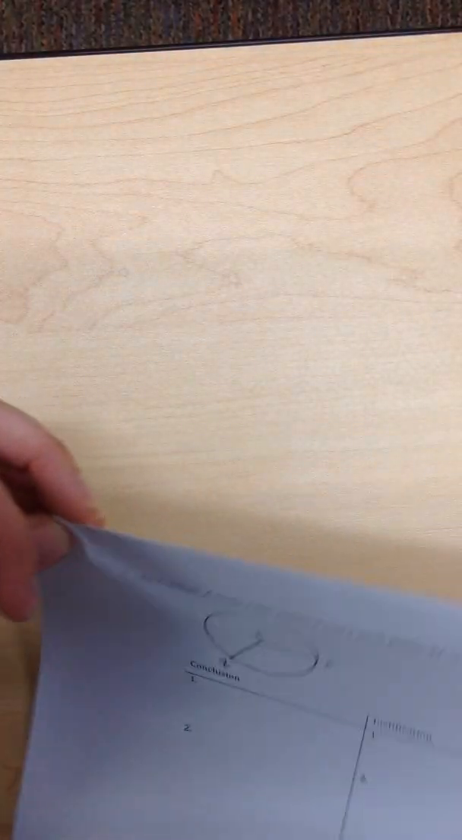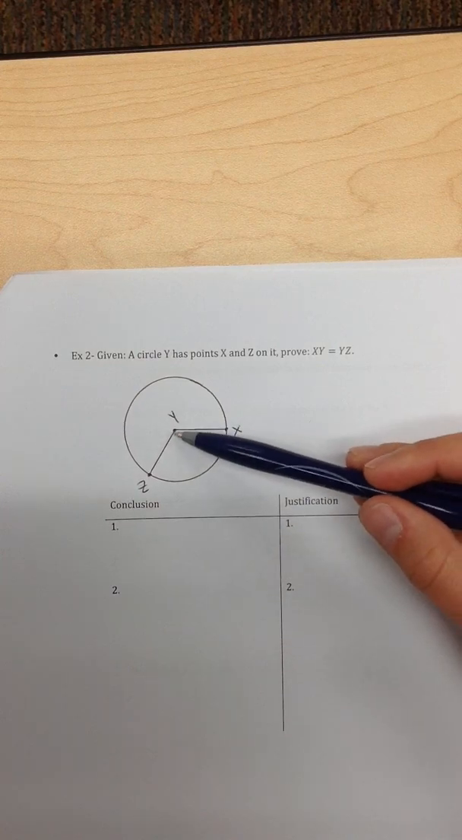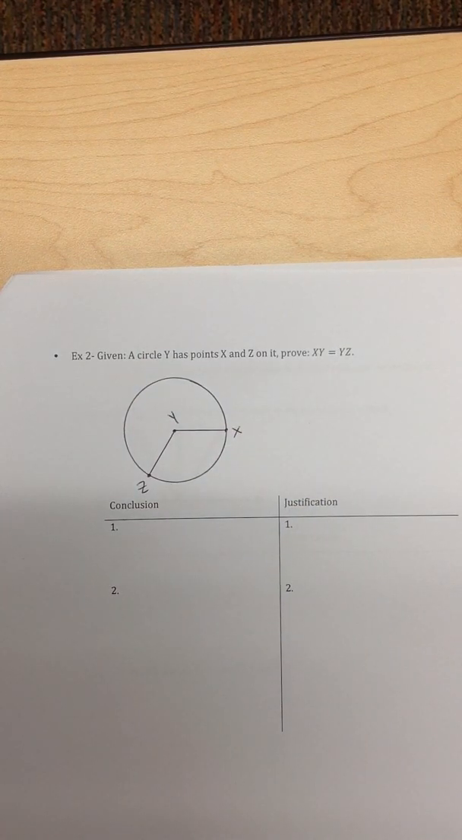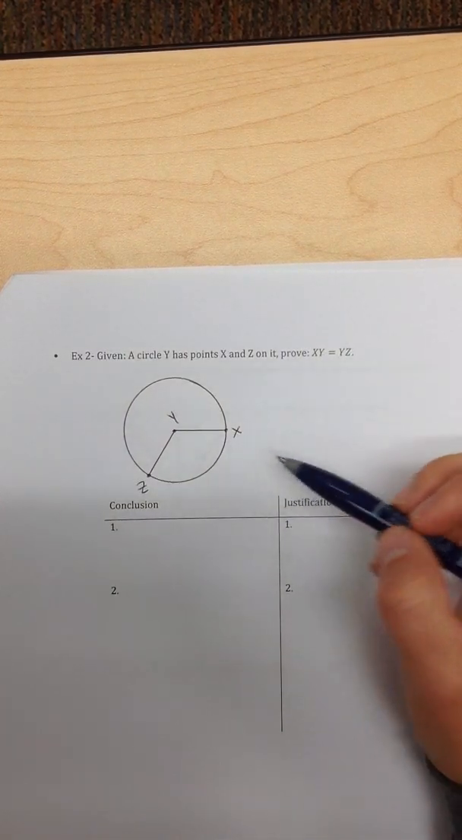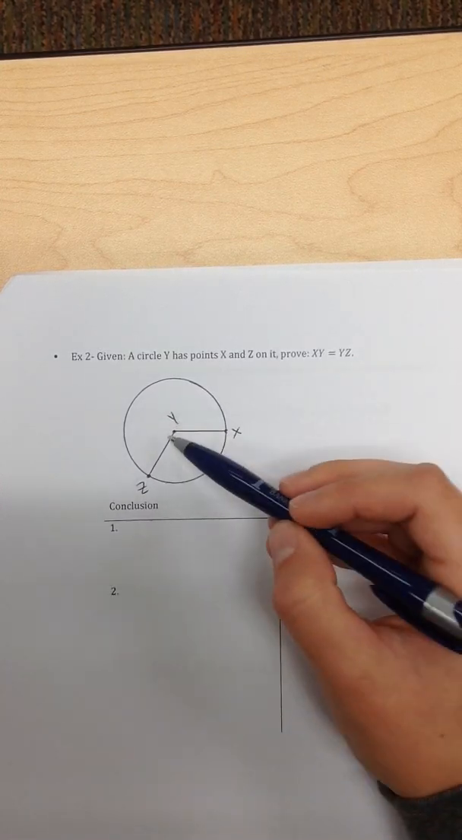So this one's slightly different. This one we've got a picture. So it says given a circle y, so that would be our circle here with the center y, and has the points x and z on it, so we've got x and z, we're supposed to prove that the distance from x to y is equal to the distance from y to z.